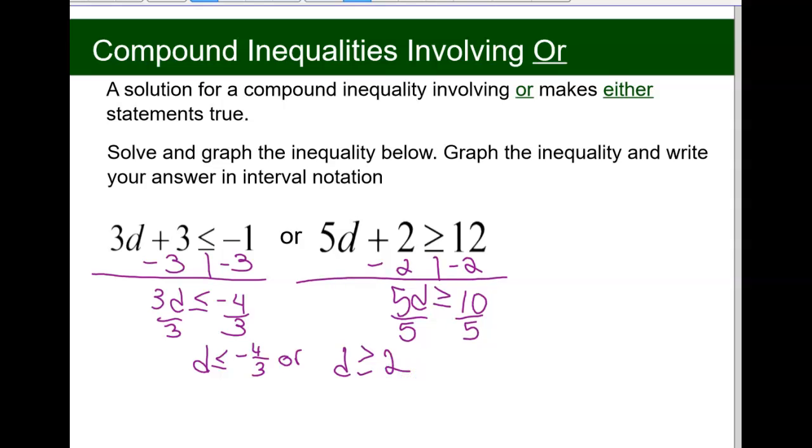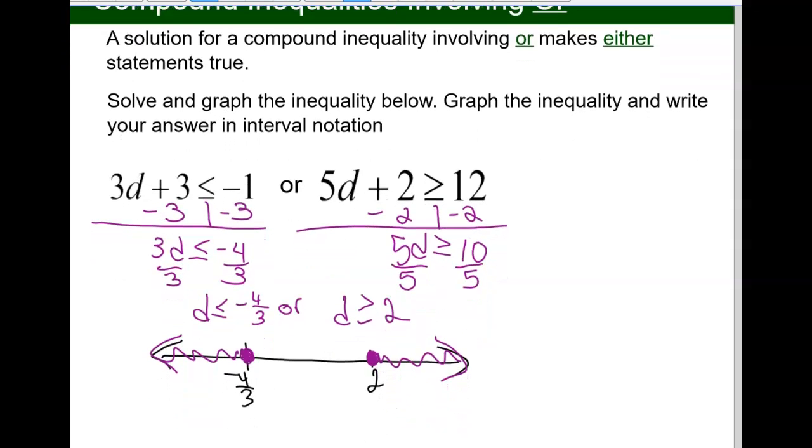I want to graph this inequality. Remember, there's 2 parts to it. Each part is part of my solution here. So d is less than or equal to negative 4/3. It's greater than or equal to 2. Well, it could be negative 4/3, so I fill in the circle. Or it could be anything less than that, so I go to the left. It could be 2. It's greater than or equal to 2, so I fill in the circle. Or anything to the right of that because it's greater.